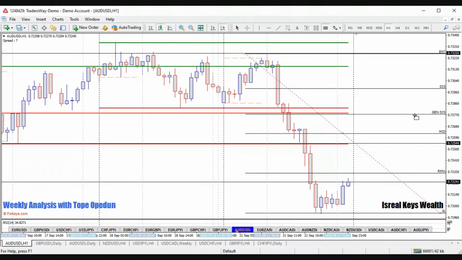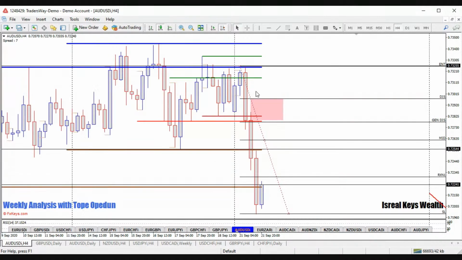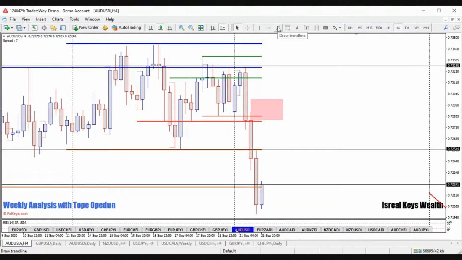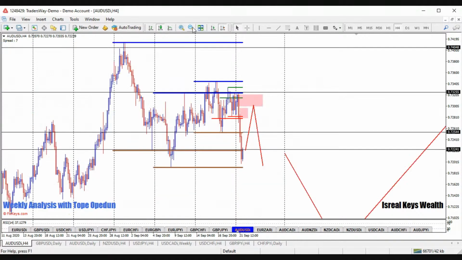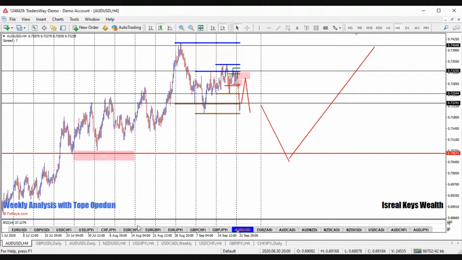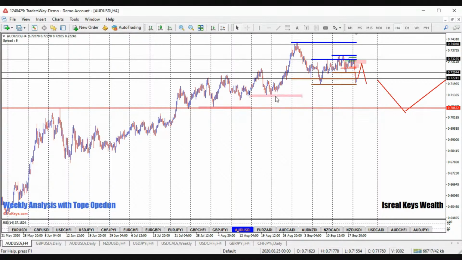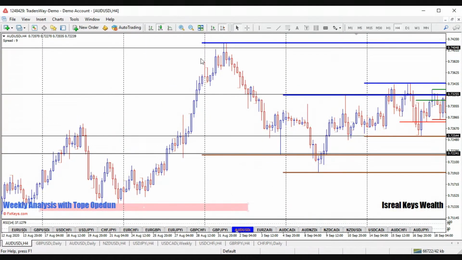So yeah, we're looking for a move back into this area, and it lines up nicely. So we can see a move back up into this, and then drop to take those juicy lows, to take out these double bottoms here. There's another one here. All the stops are just stacked there. Okay, so that's what I'm suspecting for AUD USD.